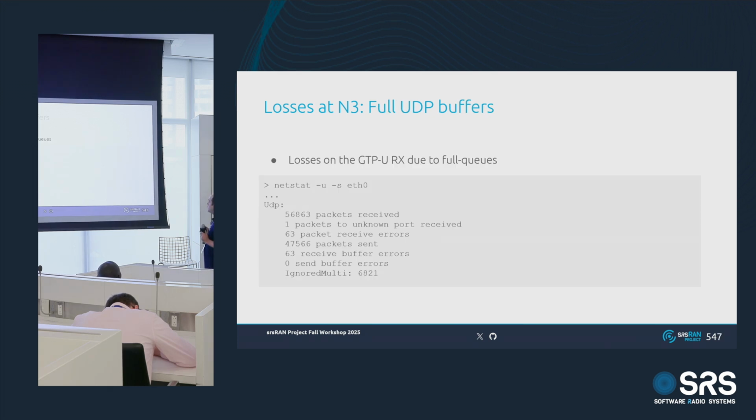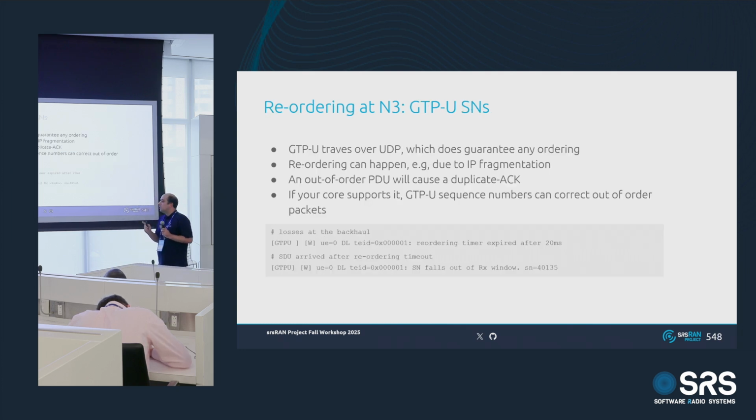So continuing the entry, there's still the UDP buffers, right? So check your UDP buffers. Are you getting drops because of UDP buffers being full? Because the GTPU uses UDP. So if you're pushing too much traffic to the UDP buffers, you may get losses. And finally, to finalize the entry, UDP does not guarantee any ordering. So you can get reordering at the entry.